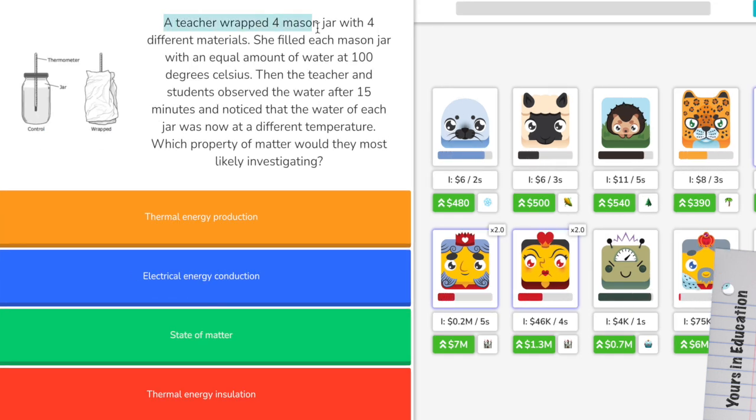A teacher wrapped 4 mason jars with 4 different materials. She filled each mason jar with an equal amount of water at 100 degrees Celsius. Man, that's hot. Then the teacher and the students observed the water after 15 minutes and noticed that the water of each jar was now at a different temperature. Which property of matter will they most likely be investigating? Probably B. I'm not sure.